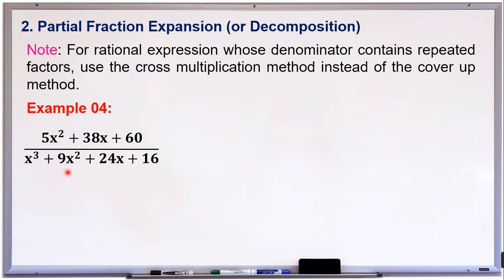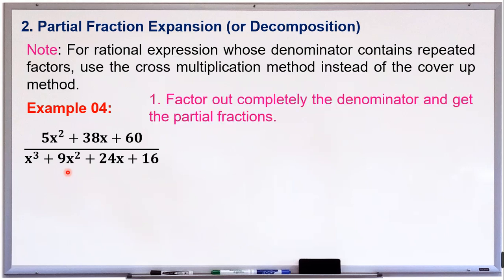So the factors of x cubed plus 9x squared plus 24x plus 16. You can do factoring by grouping or by trial and error. So we have (x plus 1) times (x plus 4) raised to the power of 2. As you notice, we have a repeated factor, that is (x plus 4). And then in generating the partial fractions, we have partial fractions equal to the number of factors that is being produced in the denominator. So we have 3 factors here. So expect 3 partial fractions.